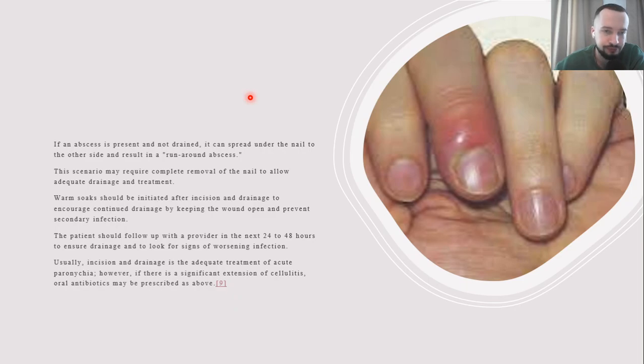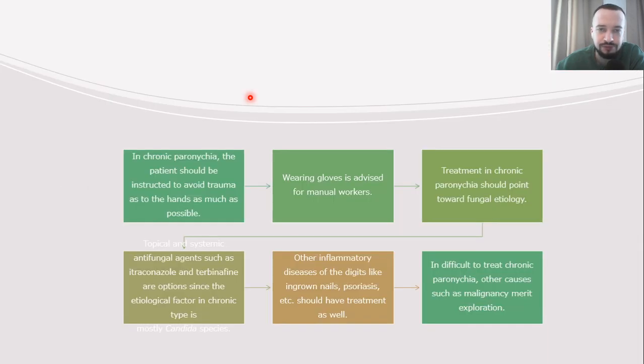Warm soak should be initiated after incision and drainage to encourage continued drainage by keeping the wound open and prevent secondary infection. The patient should follow up with a provider in the next 24 to 48 hours to ensure drainage and to look for signs of worsening infection. Usually incision and drainage is the adequate treatment of acute paronychia. However, if there is a significant extension of cellulitis, oral antibiotics may be prescribed as above.